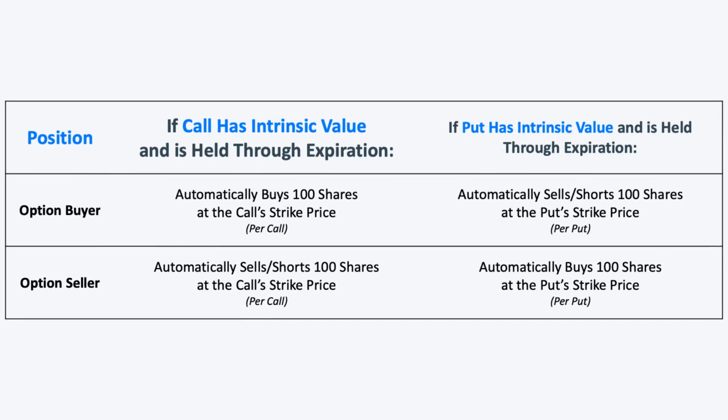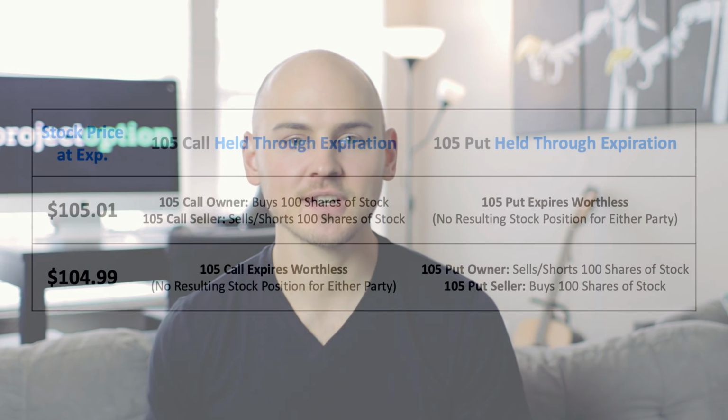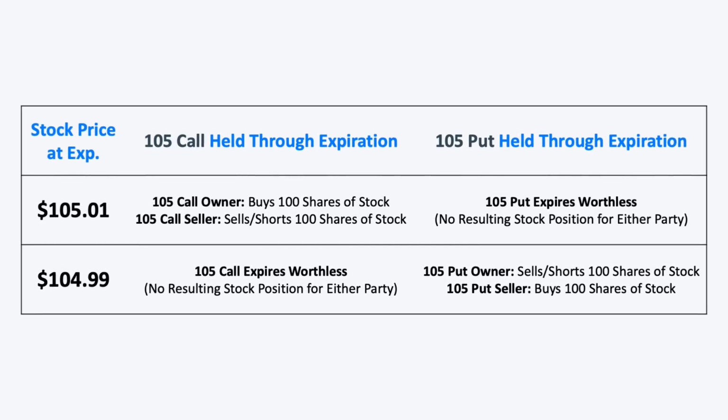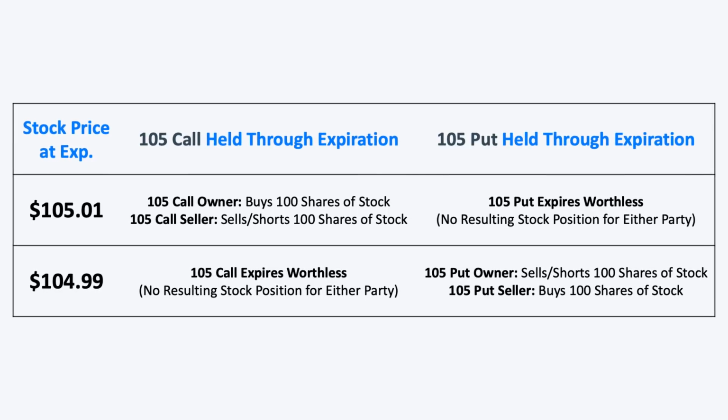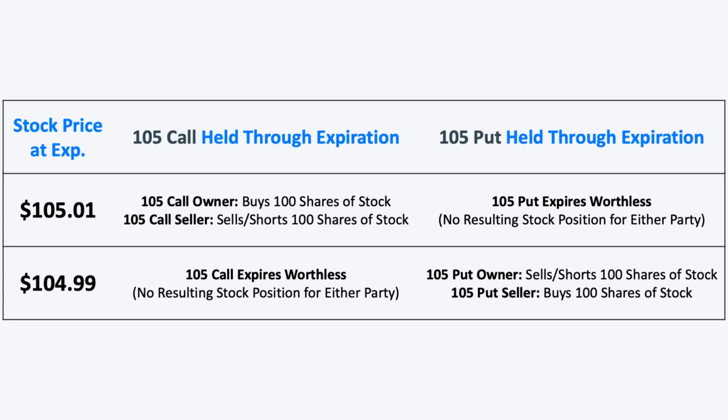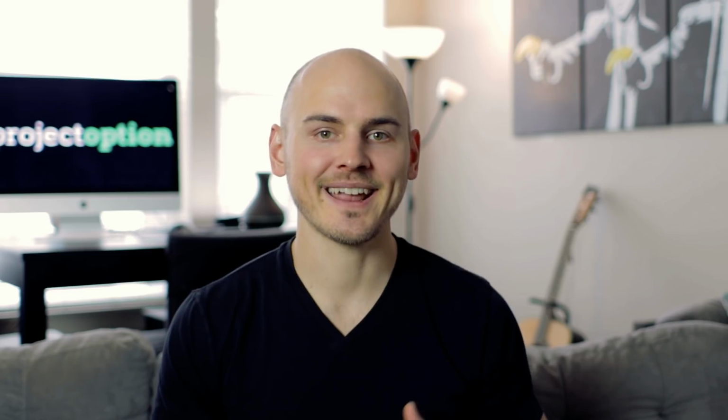So for example, anybody who owns a call option that is in the money, or has intrinsic value at expiration, if they hold that option through expiration, they will end up with 100 shares of long stock per call option that expired in their portfolio. So for example, if a trader had 5 call options that expired with intrinsic value, that trader will end up with 500 shares of long stock on the following trading day because that call option that had intrinsic value at expiration was automatically exercised, leaving that trader with 500 shares of long stock since they had 5 call options that they allowed to expire in the money.